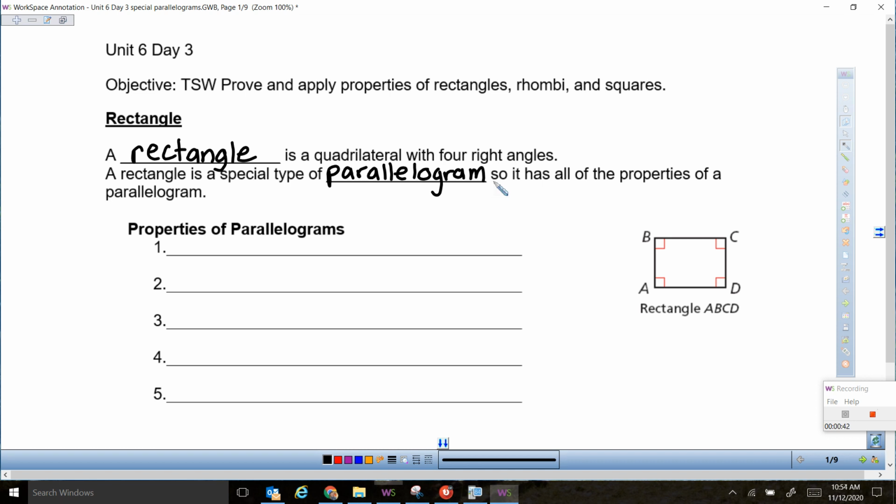So the first property of a parallelogram is that opposite sides are parallel. I'm going to abbreviate. Opposite sides are parallel. So if you want to mark it, we know that the top and bottom are parallel. The left side and the right side are also parallel.